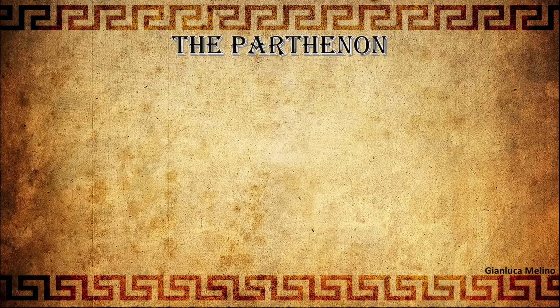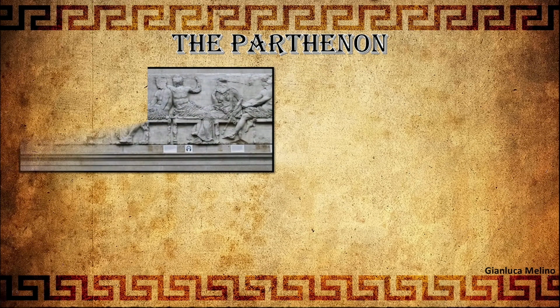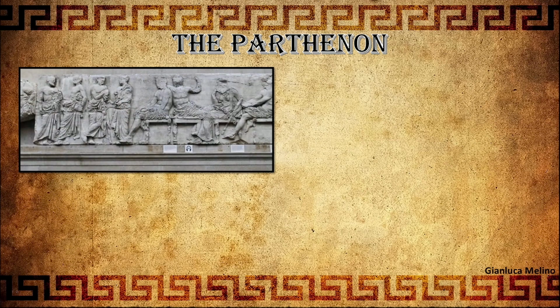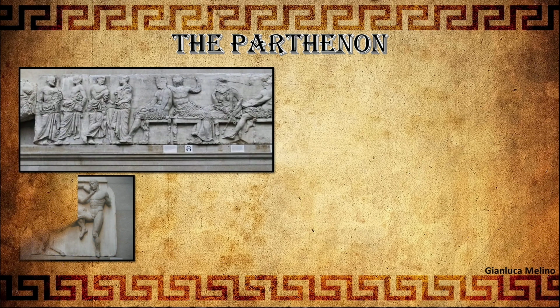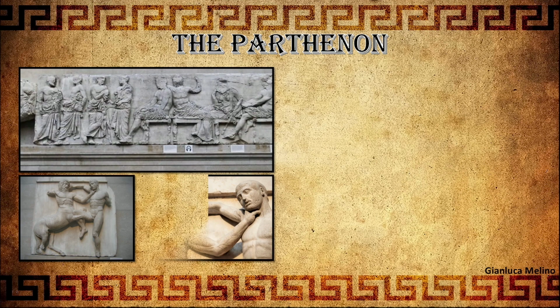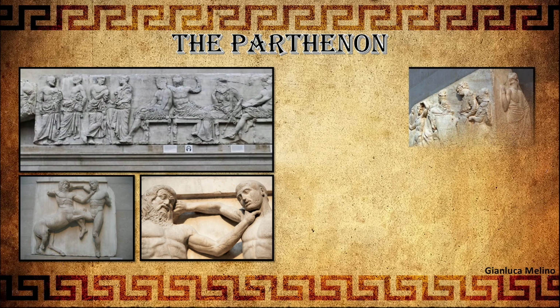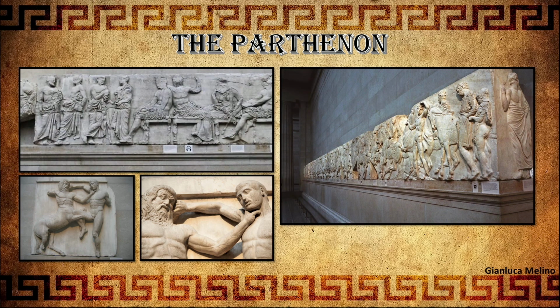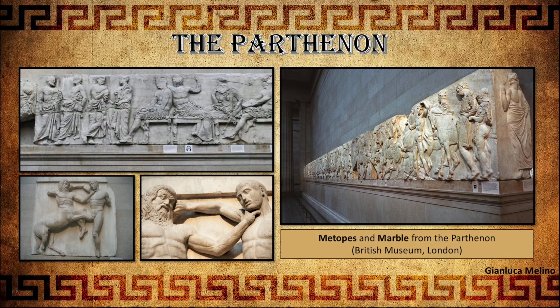Unfortunately, over the centuries, most of the reliefs have been removed or are lost, and in the 17th century it was almost destroyed by Venetians and Turks. Moreover, in the 19th century, the Scottish soldier and nobleman Thomas Elgin removed some decorations with the permission of Turkish authorities and sold them to the British Museum in London, where they can still be seen today.